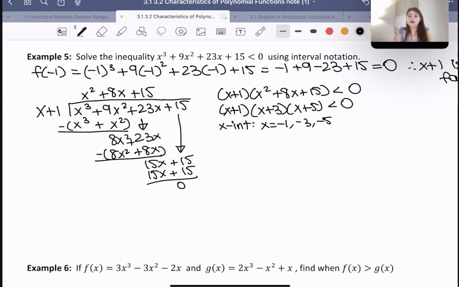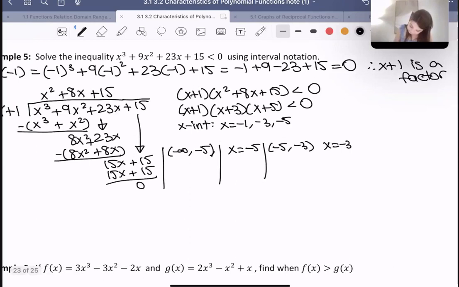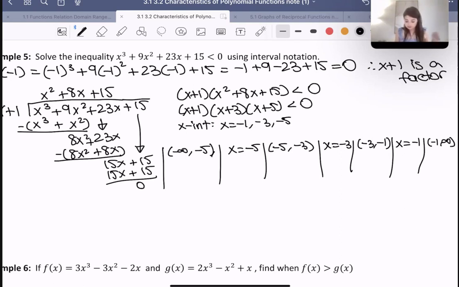And they also want interval notation here as well. So our first interval is going to be from -infinity up to -5. Beautiful. Then we're going to have x equals -5. Then we're going to have the interval from -5 up to -3. Then x equals -3, then the interval from -3 up to -1, then x equals -1, and then -1 to infinity. So there we go. We did it.